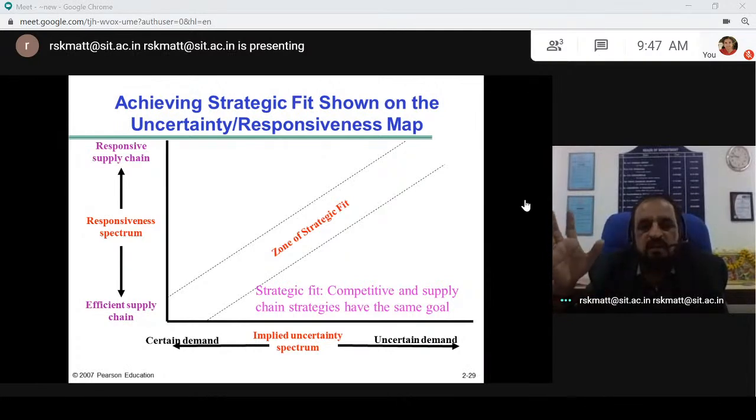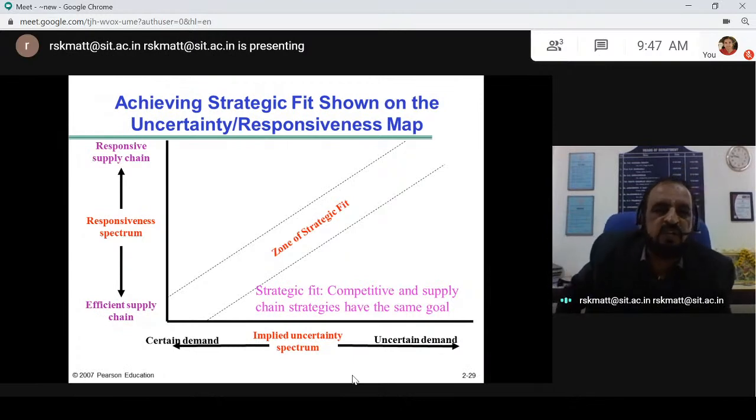But when the market is so uncertain, for some products the market is highly uncertain. At that time, we cannot design or adopt the push system. We need to adopt the pull system. That is nothing but the responsive supply chain. When there is a demand, we manufacture and produce goods and distribute them to the customers.